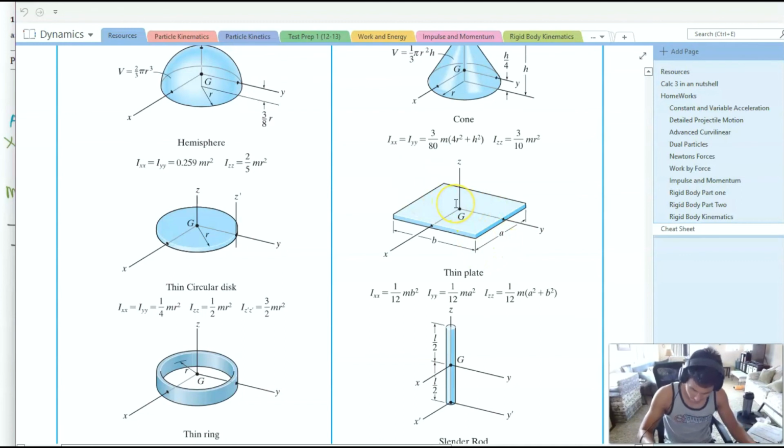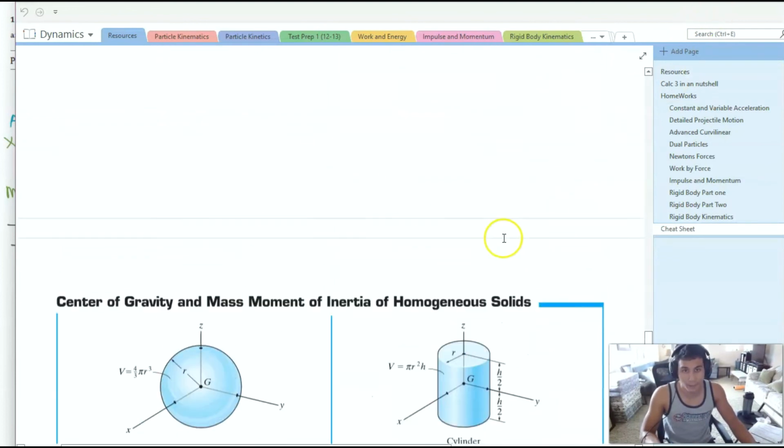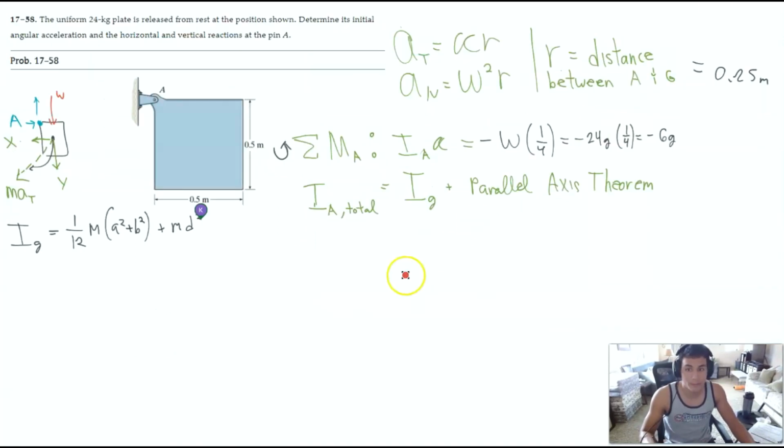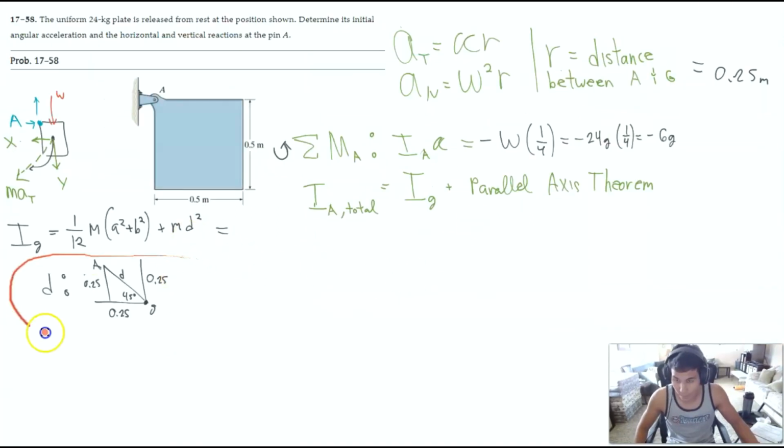It's a thin plate. For the center of mass, IZZ, that's the one where it's going to be 1/12 m (a squared plus b squared). Okay. And then the parallel axis theorem says we have IG, then just add plus MD squared. Okay, and then notice the cut here real quick. I made this cut because I wanted to show you guys that D is important. You need to find D correctly.